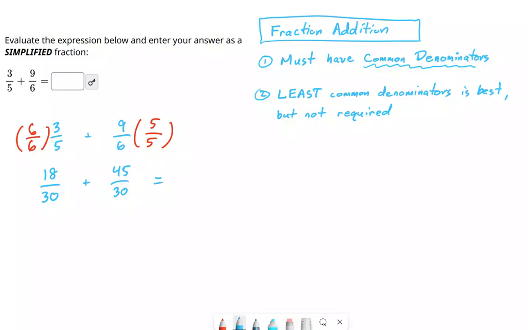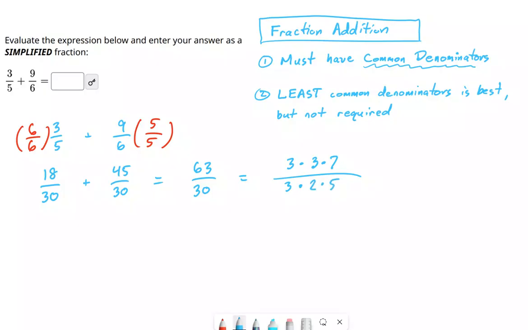So we're going to keep this the way it's written, and I'm going to say 18 plus 45. What is that? That's like 63. So I get 63/30. Well, wahoo, that is an answer, but it's not simplified. So we have to now break this apart and see if we can factor it maybe. 63 I know is 3 times 21, and 21 is 3 times 7. So on top I have 3 times 3 times 7, and on bottom I have 3 times 2 times 5.